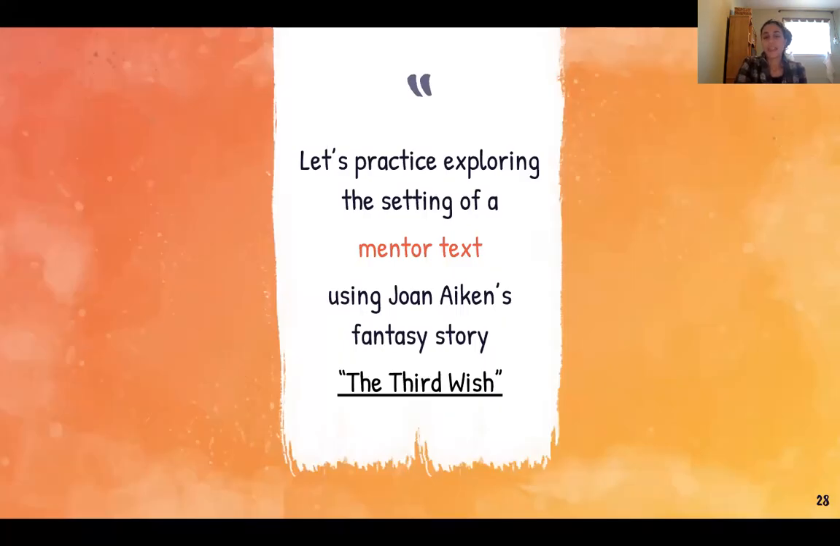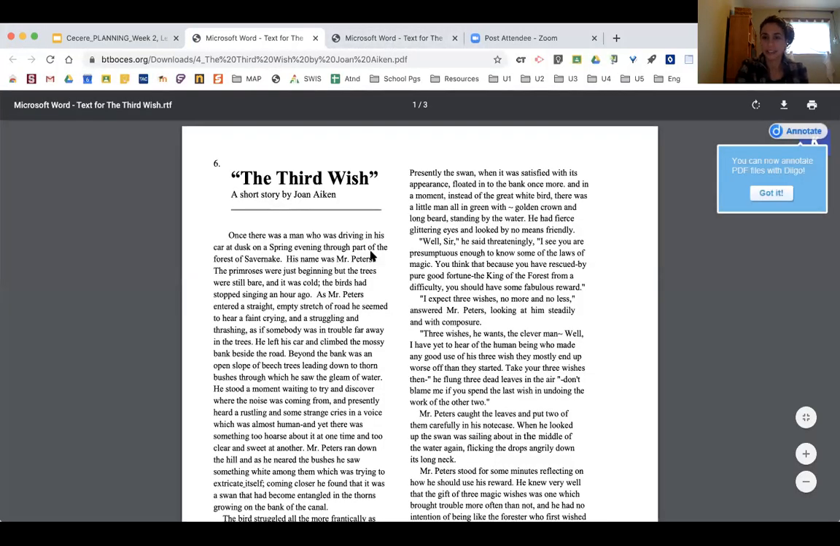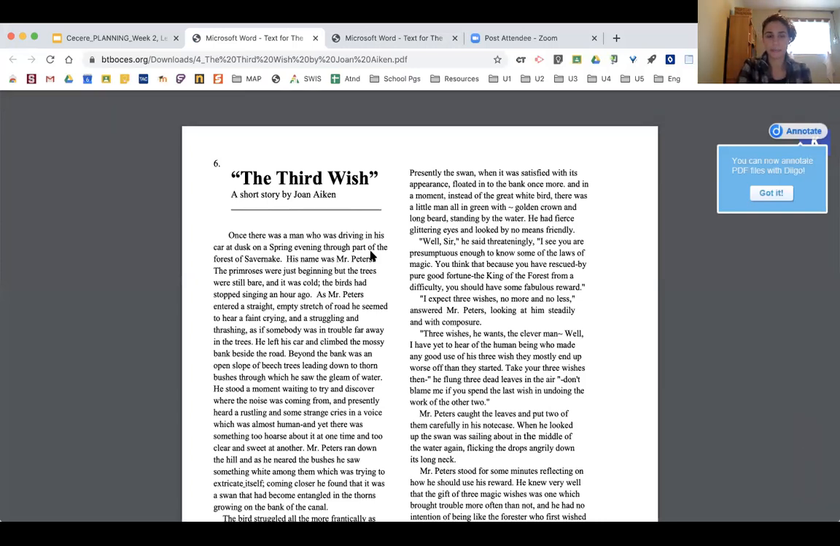Our first mentor text is Joan Aiken's fantasy story, The Third Wish. Let's look at part of it together and keep those questions in the back of your mind. We'll go over them in a minute. All right, here we go. I'm going to read you just the first part of the story.